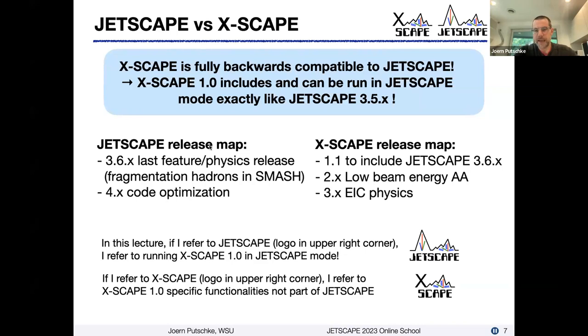However, the XSCAPE release map naturally includes a 1.1 update, which will include the new physics of JETSCAPE 3.6. Since it's fully backwards compatible, after that, there is no particular need to not use XSCAPE because you can always run it as is in JETSCAPE mode. Our second release, hopefully by the end of the year, will be focusing on low beam energy heavy ion collisions.